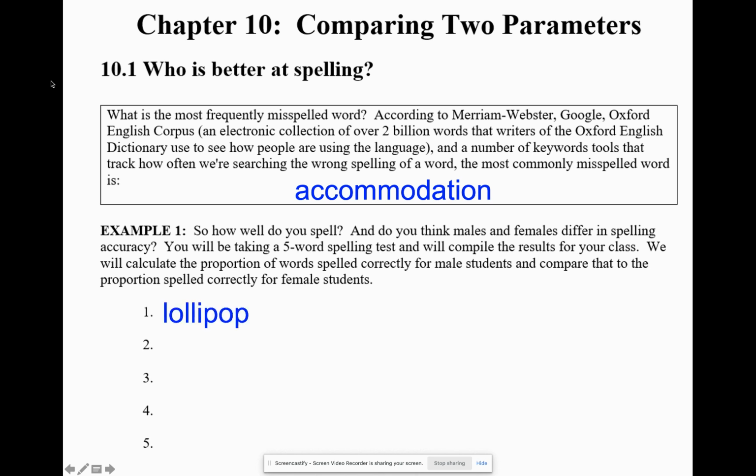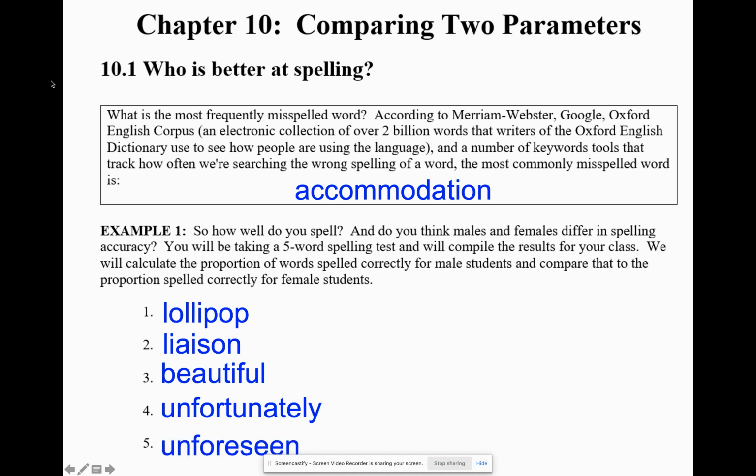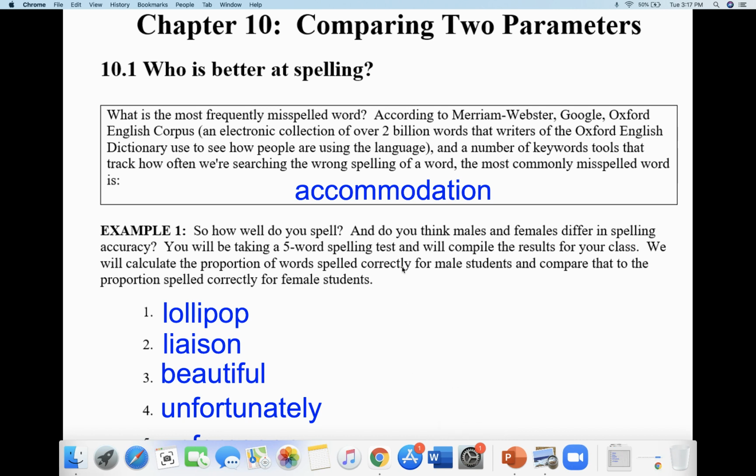So remember, the first word we spelled was lollipop, liaison, beautiful, unfortunately, and unforeseen. And the scores for our class ranged from 1 word spelled correctly to 4 words spelled correctly. I don't think anybody had all 5 words spelled correctly. So what we are interested in looking at today is: is there a difference in the proportion of words spelled correctly for male students and female students?